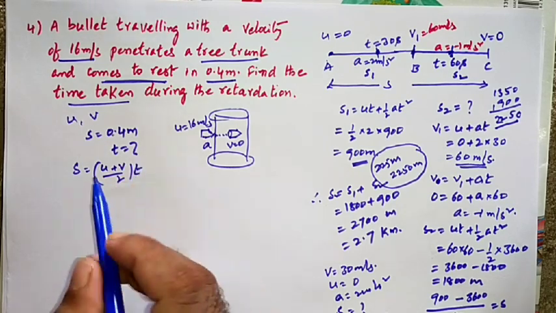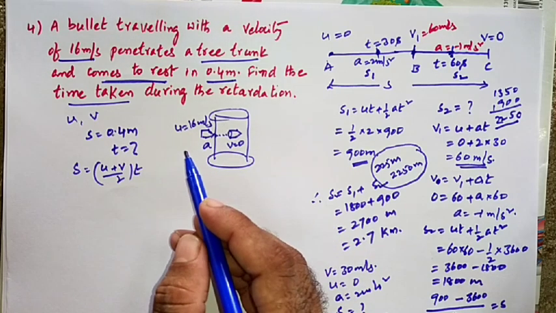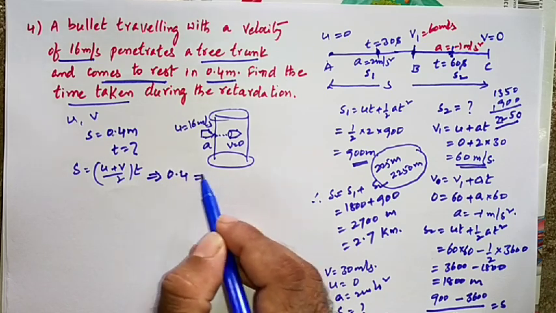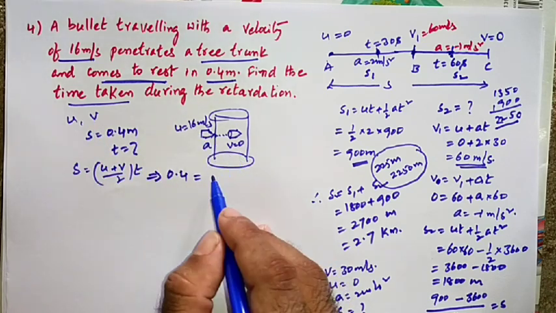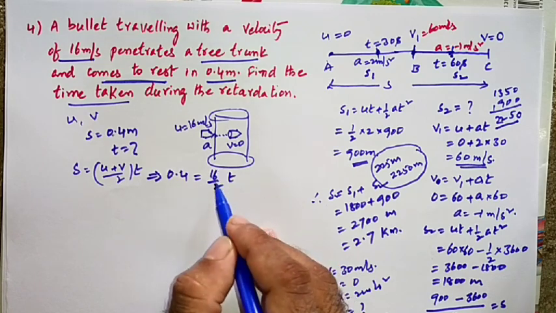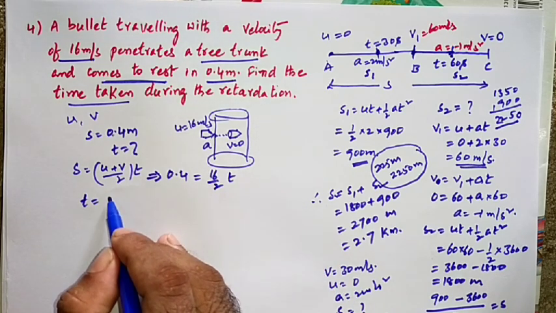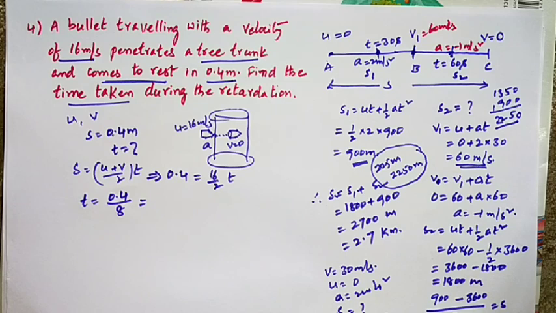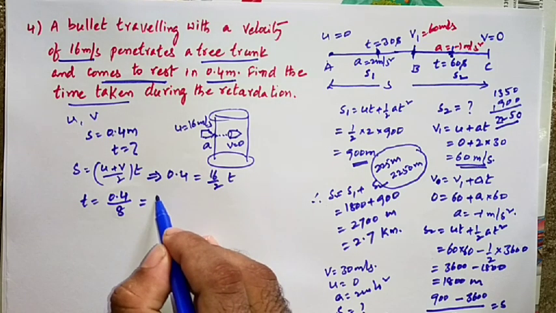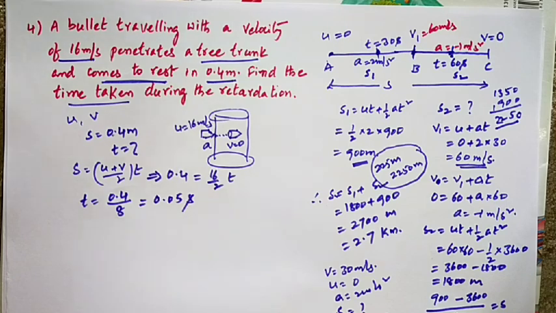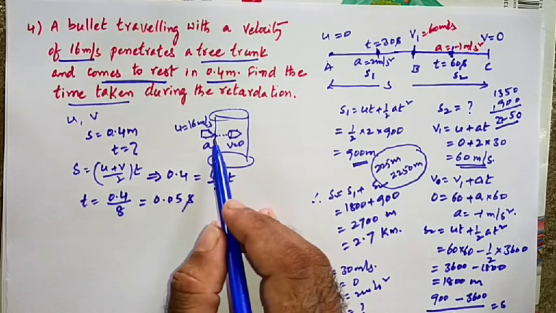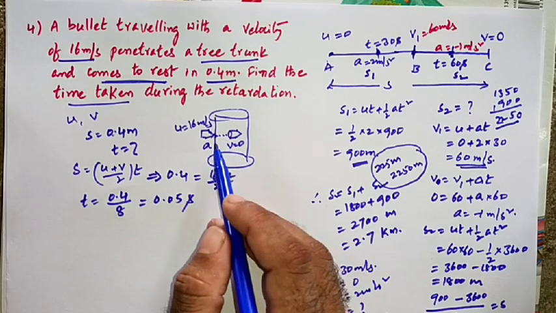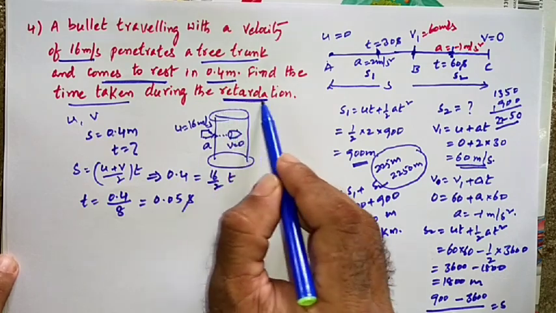Here acceleration or retardation is not required for us, even though it is an accelerated motion. Now s is how much? 0.4 is equal to (u plus v), 16 plus 0, 16 by 2, into t. This is 8. Then t is equal to 0.4 by 8. How much is this? 0.4 by 8 is 0.05 seconds. Clear? So it takes how much time? 0.05 seconds. Clear?